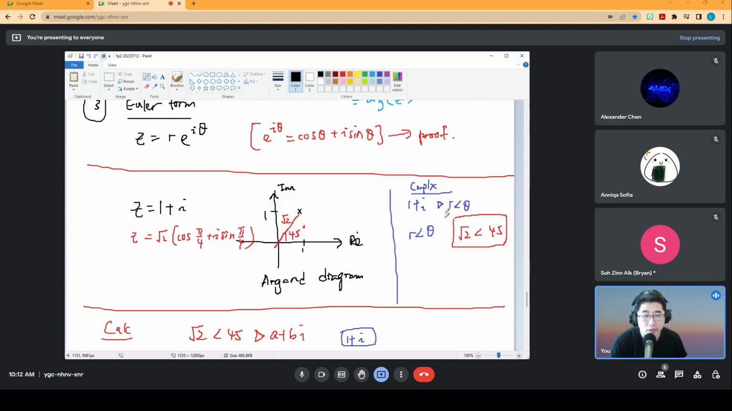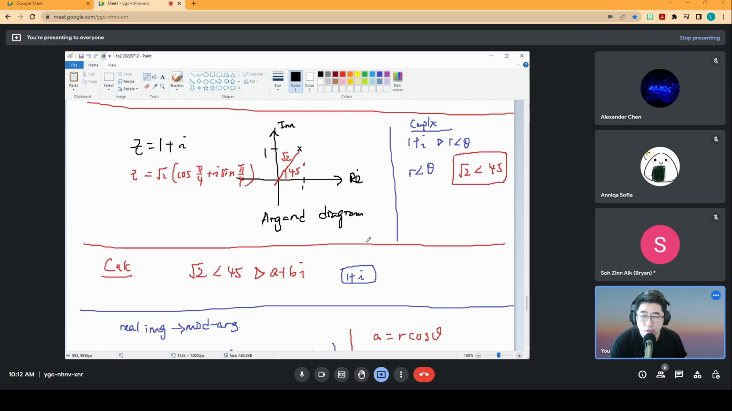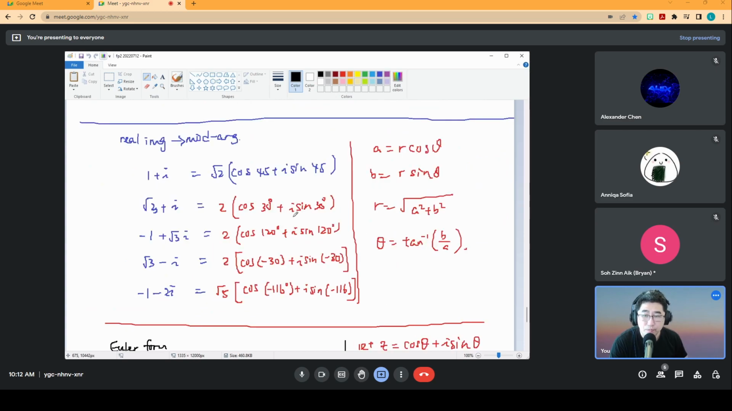You can use the calculator to find the conversion between the real imaginary form and the modulus argument form. For example, for 1 plus i, you press r theta on the calculator, and you'll get square root 2 angle 45 as your answer. Or the other way around.